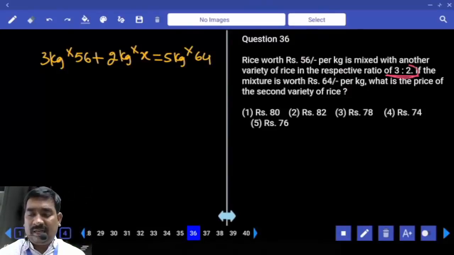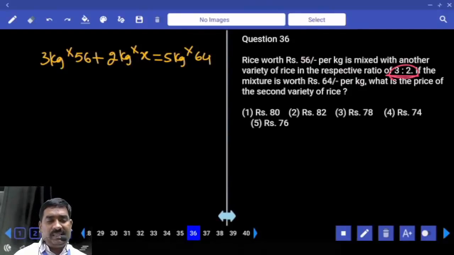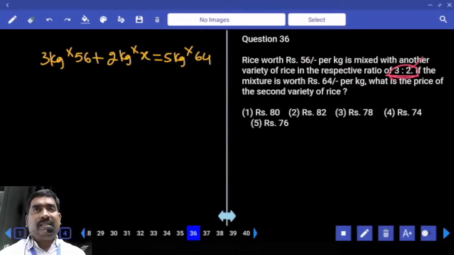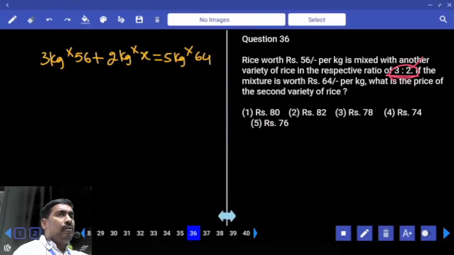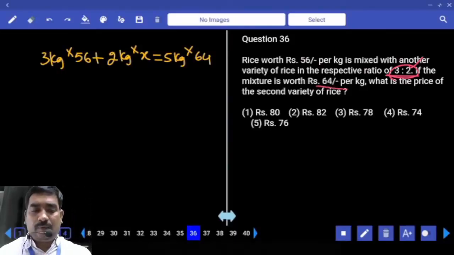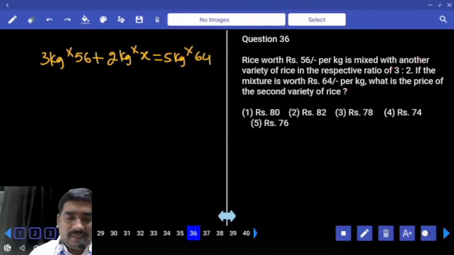In the 3:2 ratio, the first quantity is 3 kg at the rate of 56 rupees. The second quantity is 2 kg at how many rupees? I don't know. Take it as X rupees. The total quantity became 3 plus 2, 5 kg, at the rate of 64 rupees. You just find the X value.